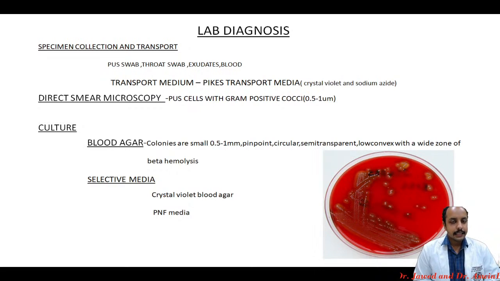And there are a few selective media for this. It is crystal violet blood agar, which contains 0.1% crystal violet, which inhibits the growth of Staphylococcus and other bacteria. And also PNF media, which is polymyxin, neomycin and fusidic acid media.